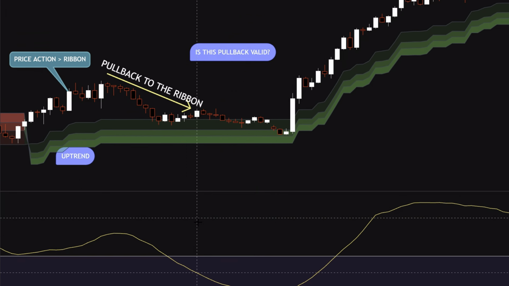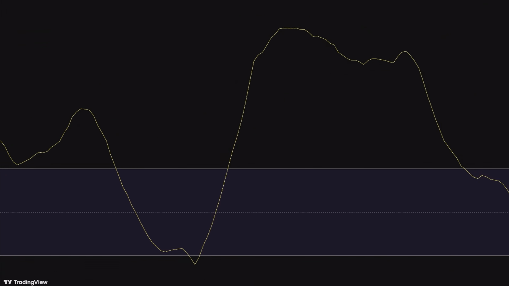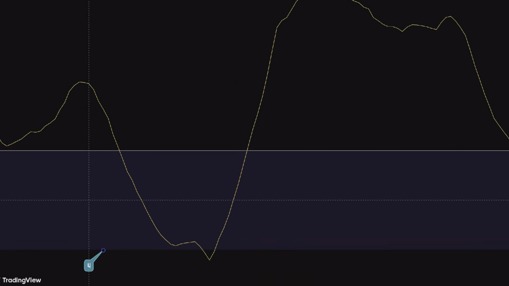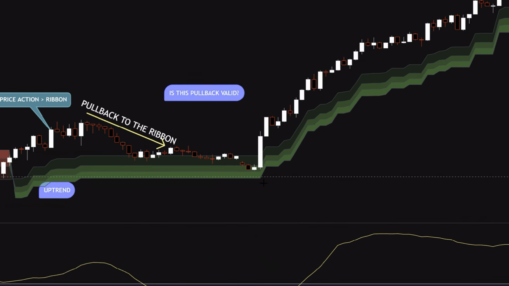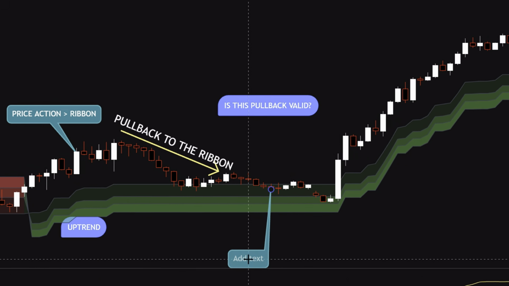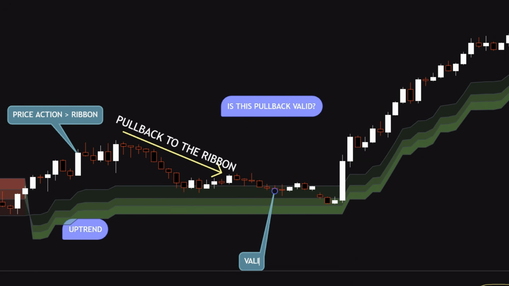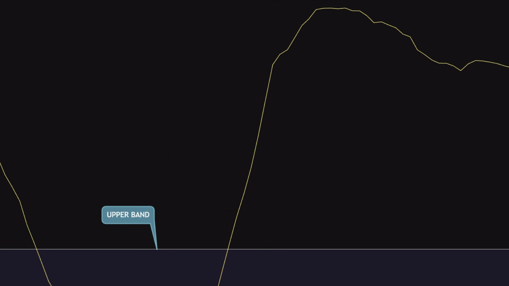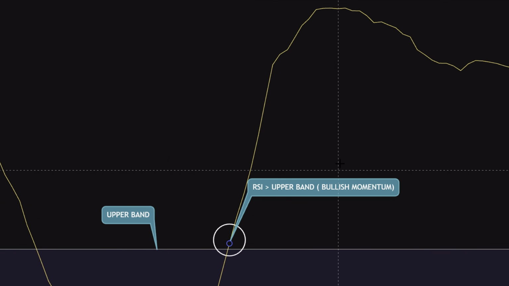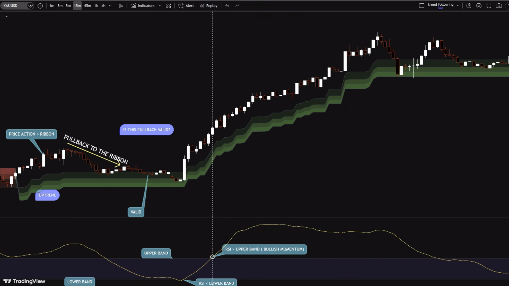Now the next question, does this pullback have high potential? This is where we check the RSI. During the pullback, if RSI moves into the lower band, this tells us something important. The market temporarily lost bullish momentum during the pullback. But instead of seeing this as weakness, we use it to identify a potential opportunity. The pullback has created a reset. Now we wait for the RSI to break above the upper band. This shows the bullish momentum has returned. This is our confirmation for entry.